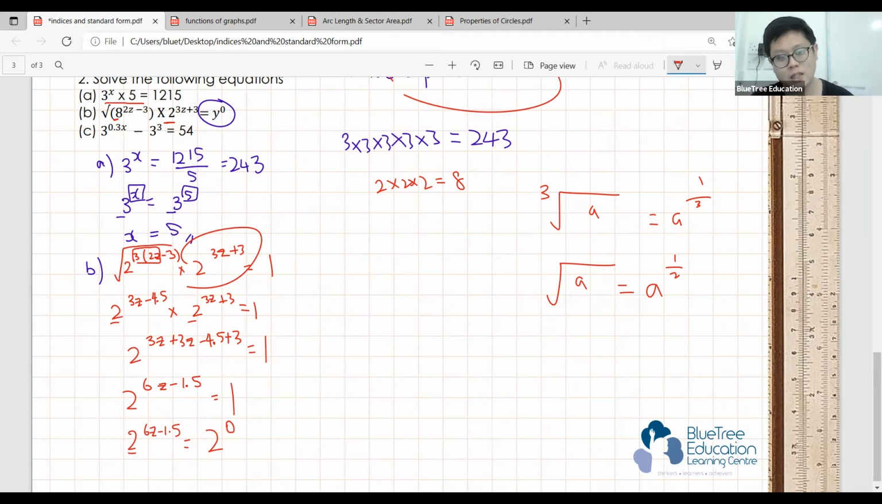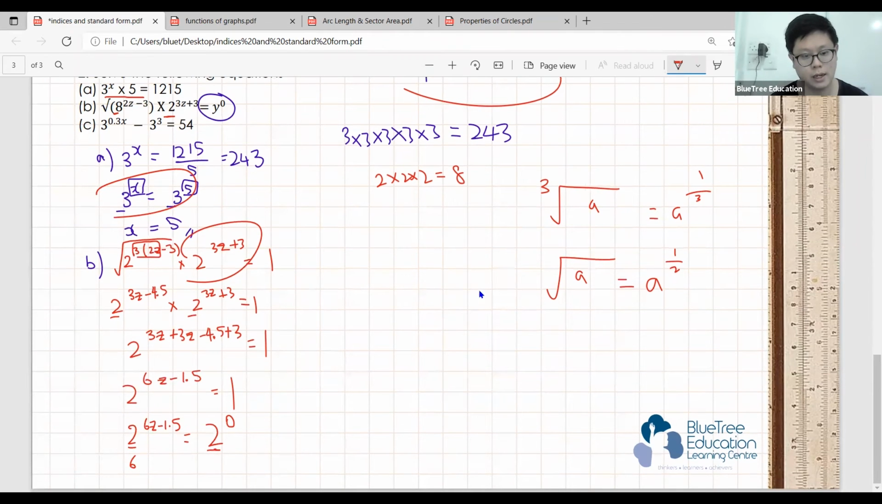So once both sides have the same base, similar to what we do in A, then we can now compare the index, which means we say that 6z minus 1.5 is 0, and we solve for z. All right, so divide by 6 on both sides, it will result in 1/4.